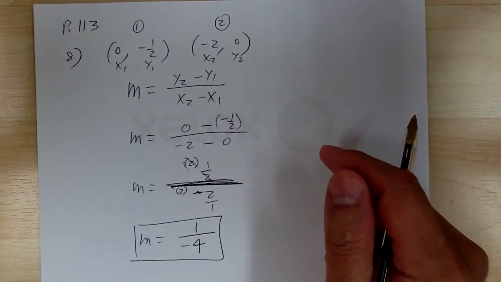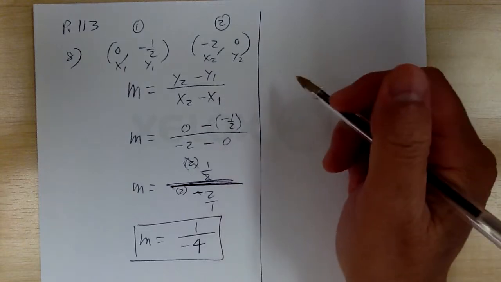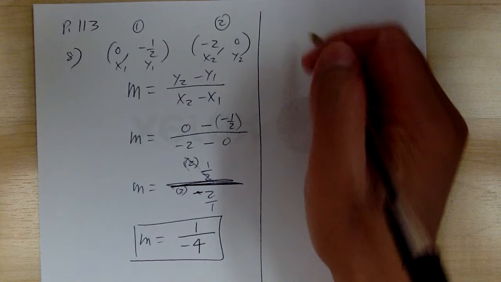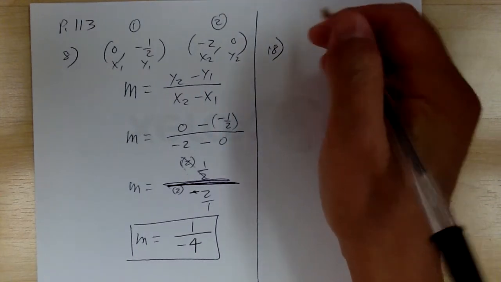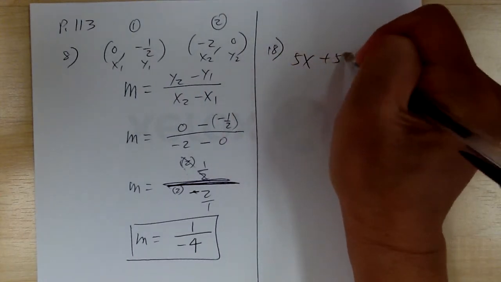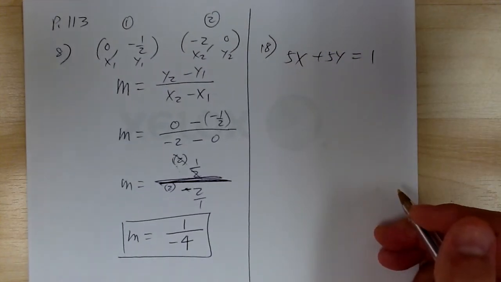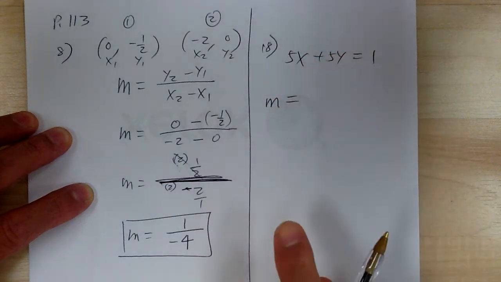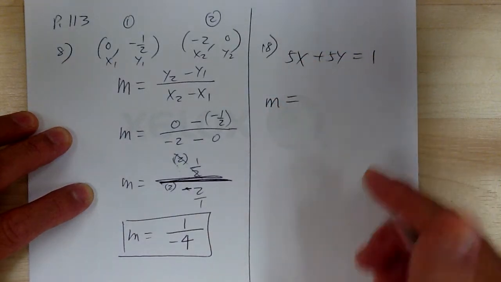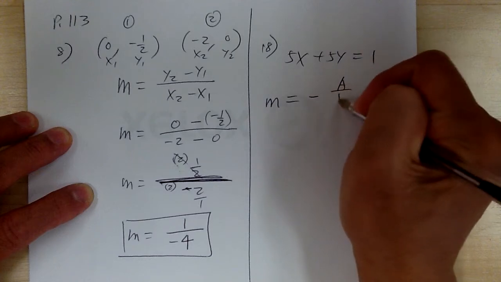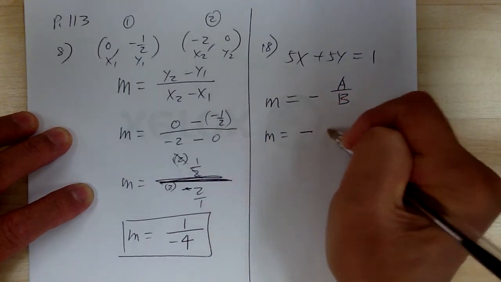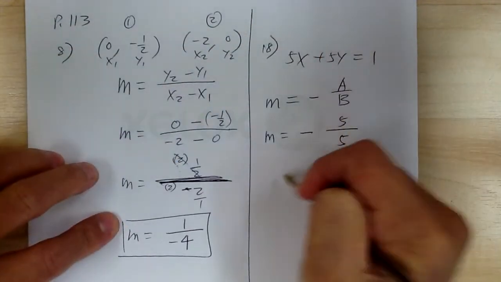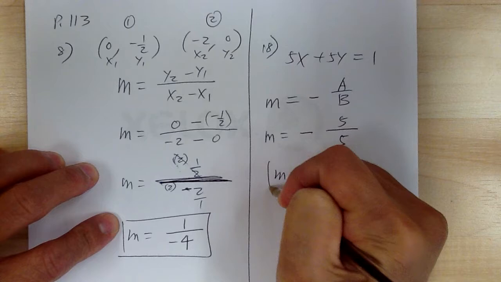Now, if the equation is given, for example, let's use number 18. So you got 5x plus 5y equal to 1. So the equation is given, so again, always write down your formula, then you substitute, so you don't mess up. So m equal to negative a over b, so m equal to negative, so a is 5, b is 5, so m equal to negative 1. Okay.